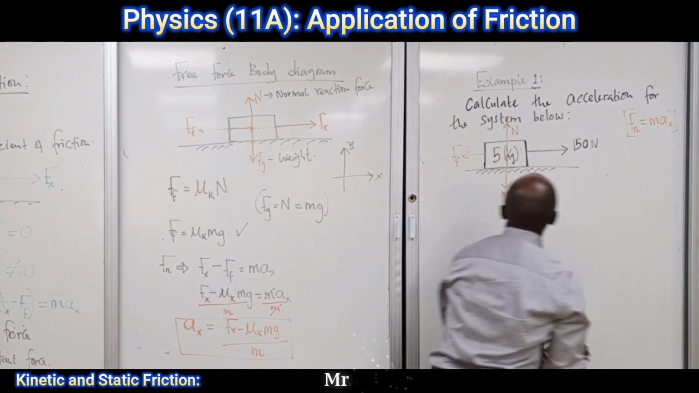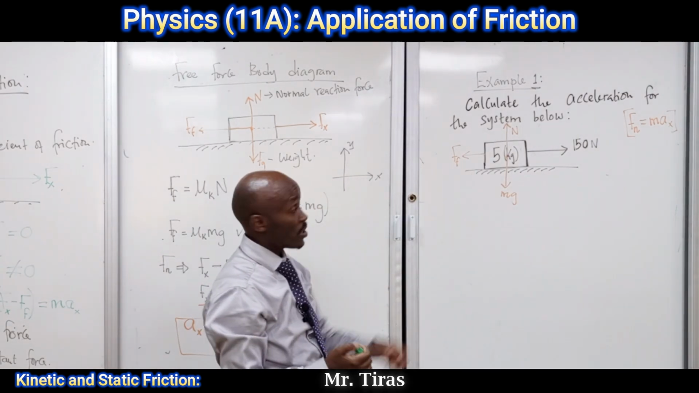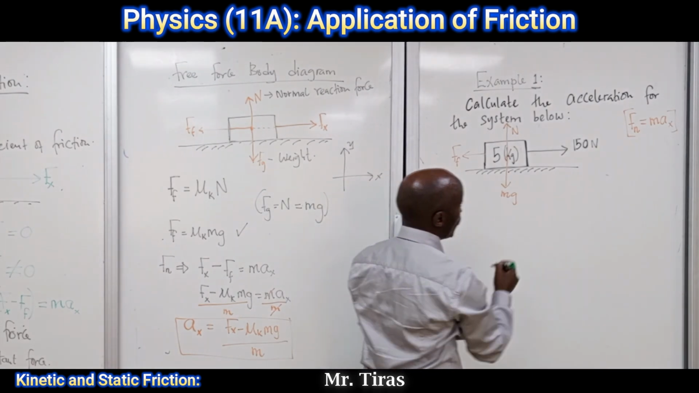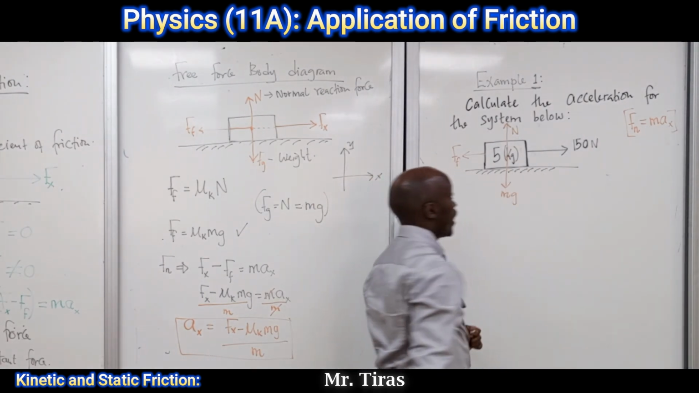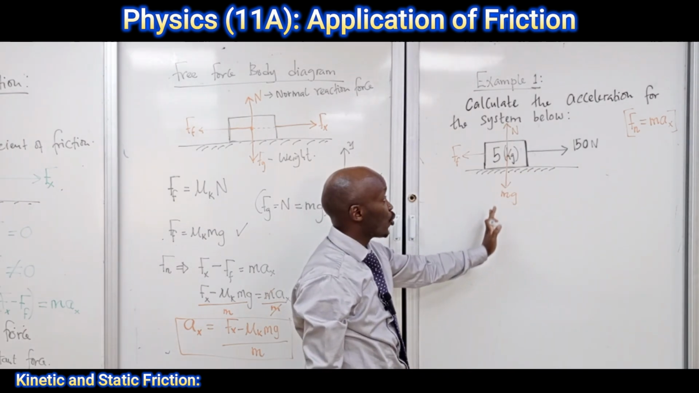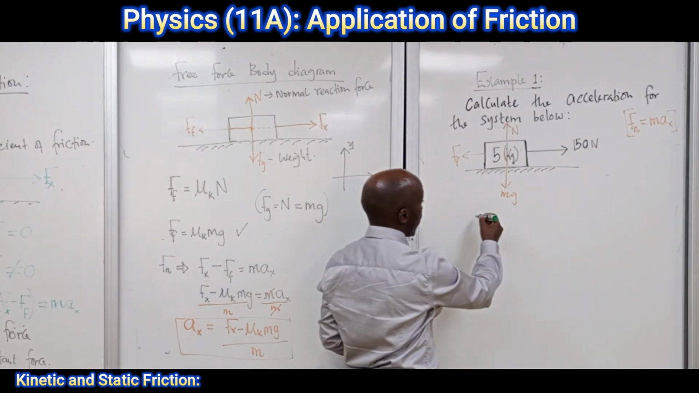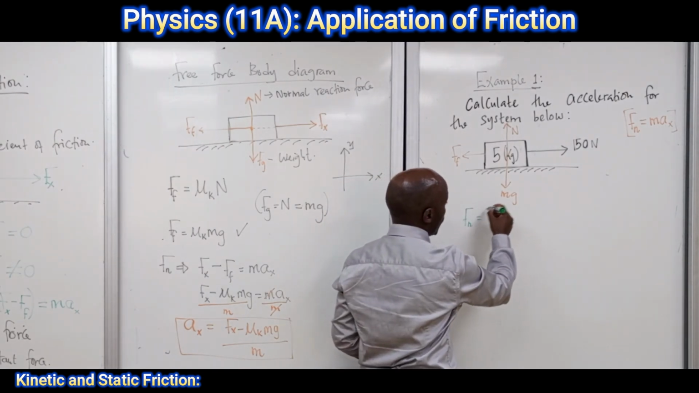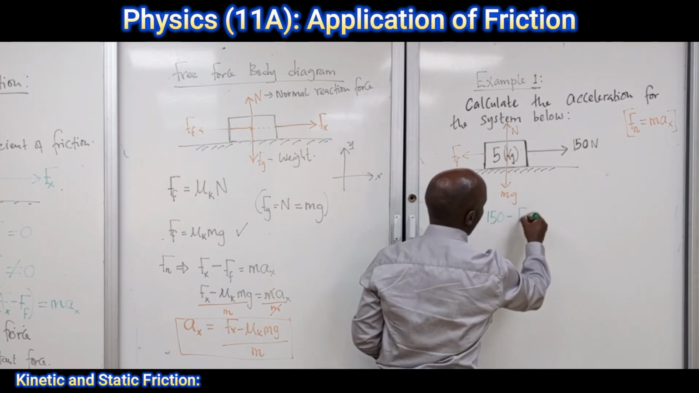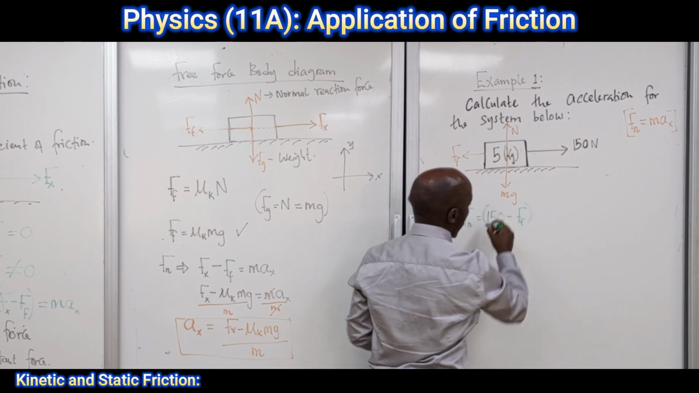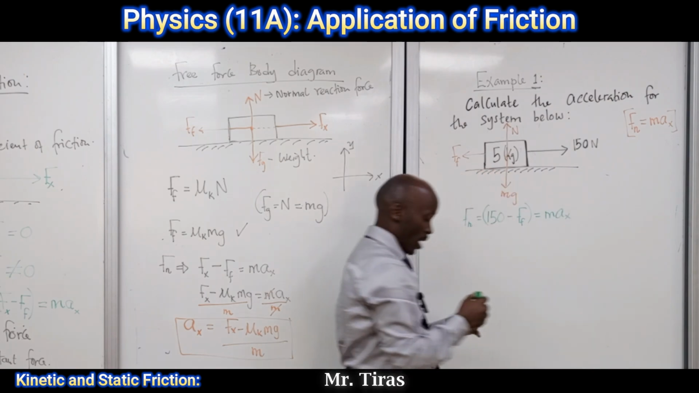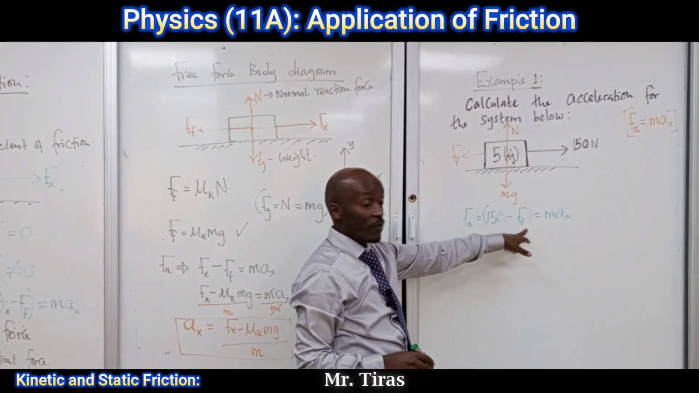The next step, using Newton's second law of motion, we need to find the F net. We know the net force is along the horizontal direction because the system is not moving along the y. Therefore, F net equals the 150 newtons, that is this force, and then you subtract the friction force, Ff. That will make our net force, which should be equated to the mass times the acceleration along the x-axis. Now, how do we find Ff here?